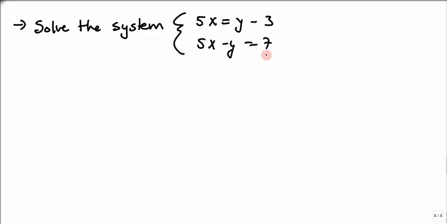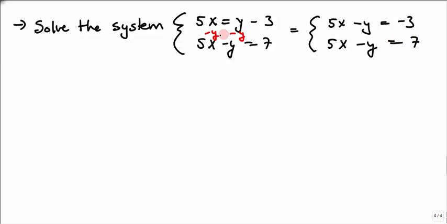Okay, so for this problem, I have 5x equal y minus 3, 5x minus y equals 7. I think for this one, I want to think about elimination. But first of all, I want to get everything on both sides of the equation. So I want all my x's and y's on the left, all my constants on the right. So I'm going to go ahead and subtract y from both sides. So I have a new system now. I have 5x minus y equals negative 3 because I subtracted the y over. And I have 5x minus y equals 7. So with that small change, I have a new system of equations.